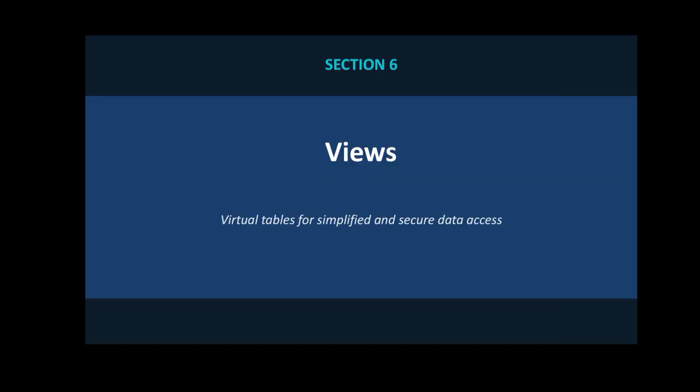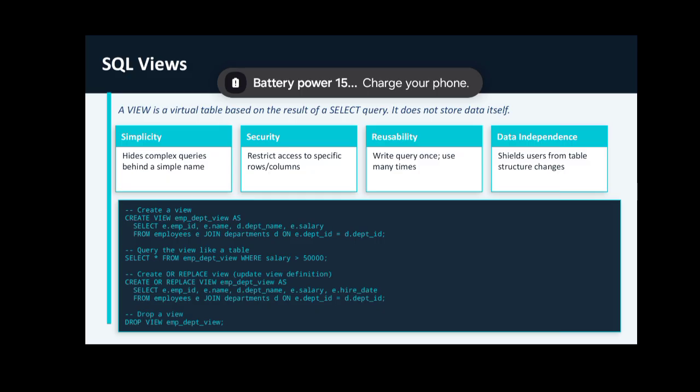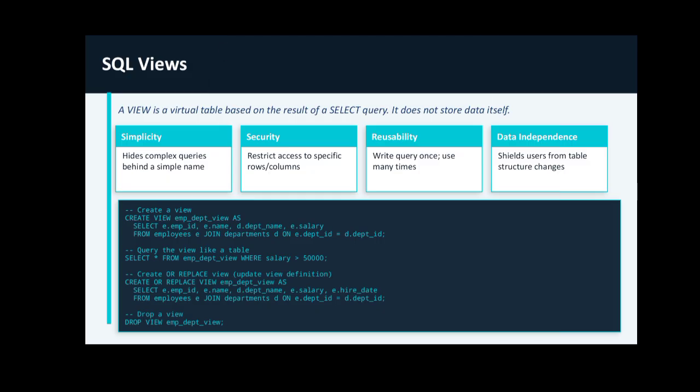We now move on to SQL views, one of the most underutilized yet powerful features of relational databases. A view is a virtual table defined by a select query. It stores the query definition, not the data itself. When queried, it executes the underlying select and returns the result dynamically. So views offer four major benefits: simplicity, security, reusability, and data independence.